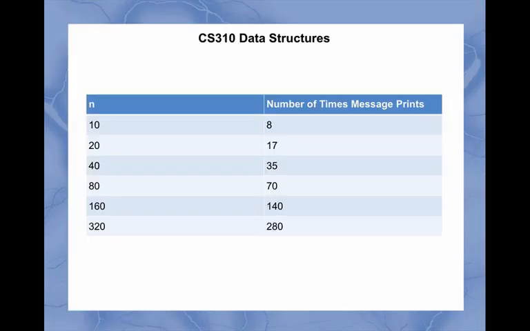I have a chart here that shows the number of times the message prints. So you'll notice we double n each time. We go from 10 to 20 to 40 to 80. And the number of times it prints also doubles. Now it's true that 8 times 2 is not equal to 17. However, an off by 1 doesn't really matter. But from that point, it does double. 35 times 2 is 70, times 2 is 140, times 2 is 280. So it grows exactly at the rate equal to n.